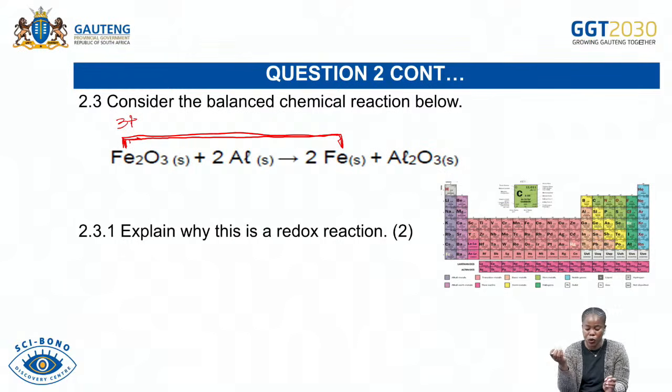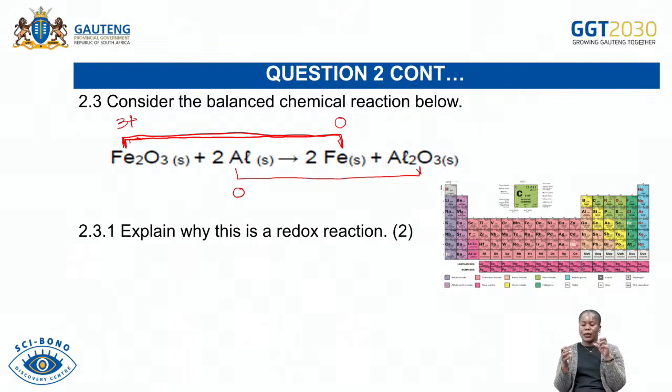It is reacting with oxygen. And then over here there is 2Fe, so there are 2 atoms of the same element. Remember the rule, it will be 0. And then we look at aluminium. Aluminium over here has a 0 because we've got 2 atoms of the same element. And then aluminium in here is a 3 plus.